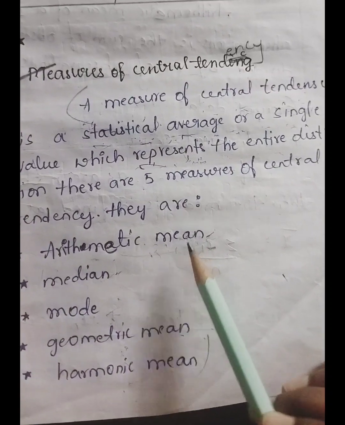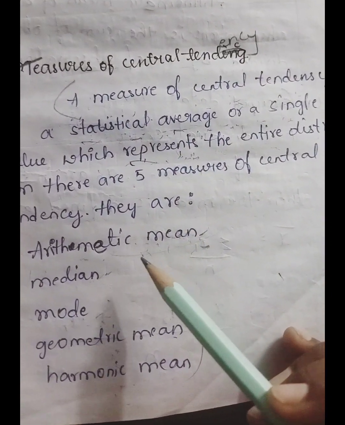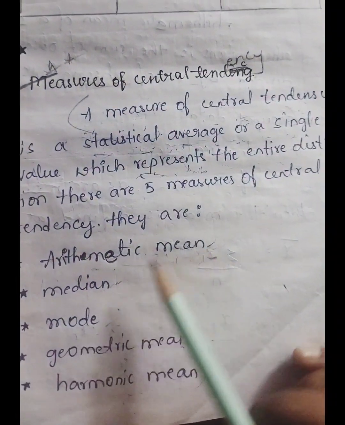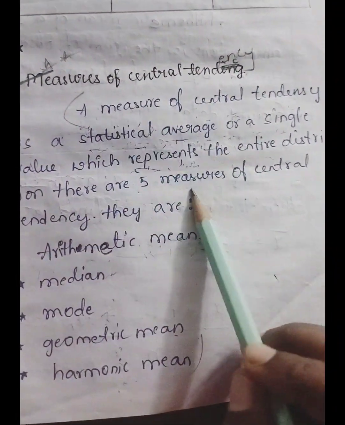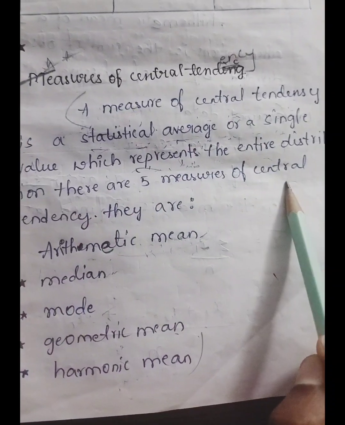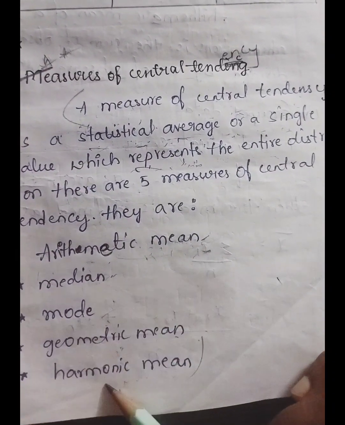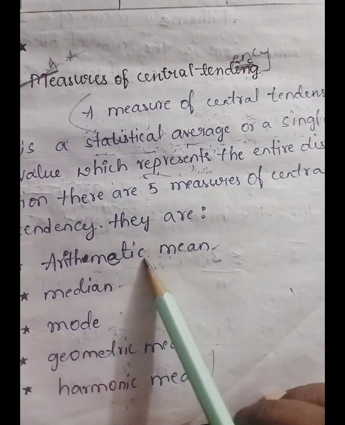So how to explain this answer clearly? This is a very important long answer for the theory exam. How to write this answer? First you need to write the definition of measures of central tendency. After that there are five measures of central tendency, this is the second point. Once you have written the five measures, you have to name them also. Now each one you have to explain clearly.